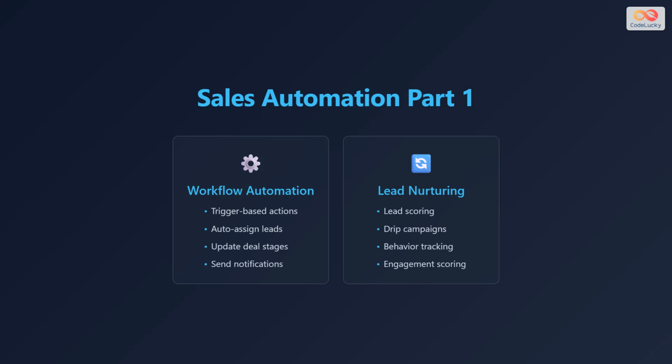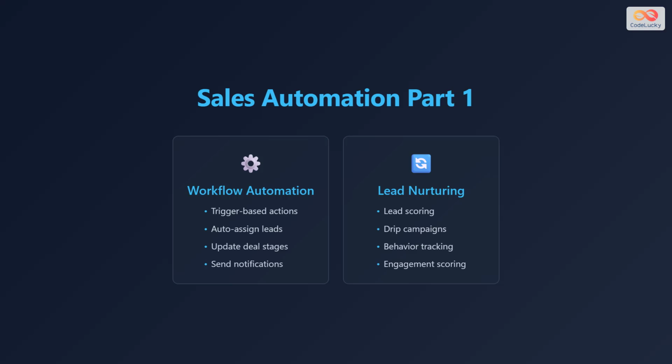Workflow automation is where HubSpot really shines. You can set up triggers that automatically perform actions when specific events occur. For example, you can automatically assign new leads to team members based on territory or product interest. Workflows can automatically move deals to the next stage when conditions are met. They can also send notifications to keep your team informed without manual reminders.